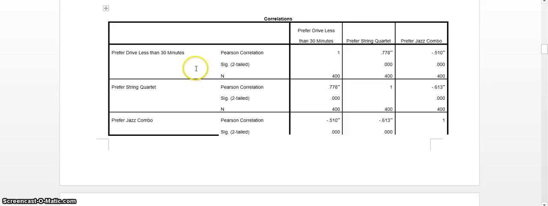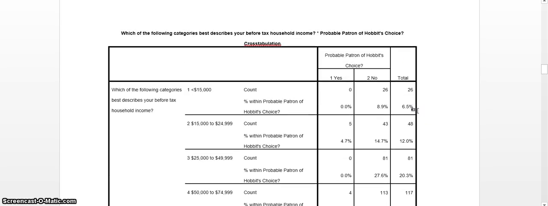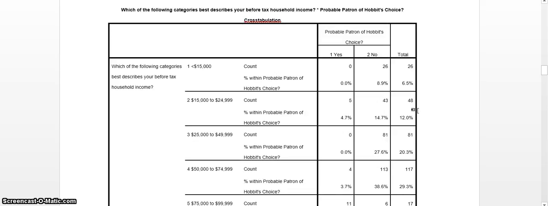Again, you have to talk about it from when the preference for the drive less than 30 minutes increases, the preference for jazz combo decreases. But again, you always have to mention whether there's an association or not by looking at the significance level. For the third question, you'll look at the cross tabulation.